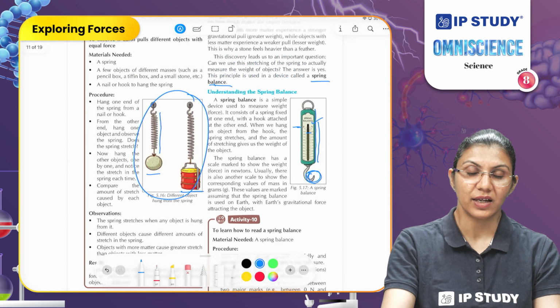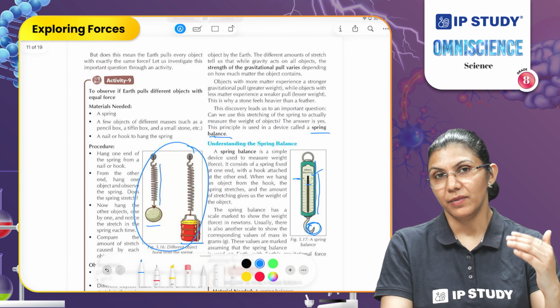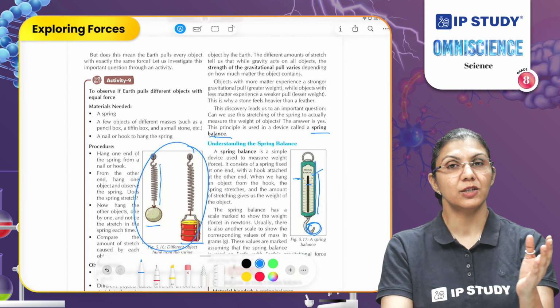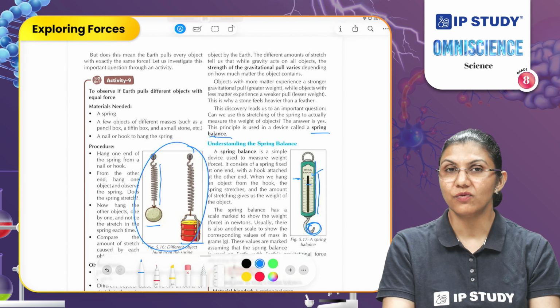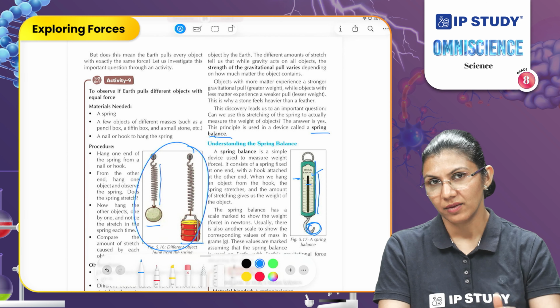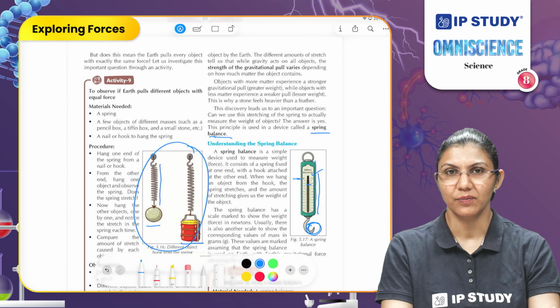And we can measure the weight of the water displaced by any object to find out whether the object will be sinking or floating on the surface of the water.